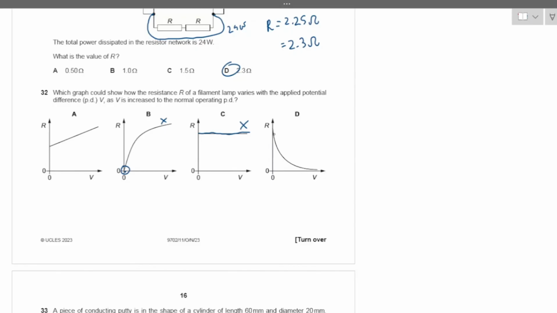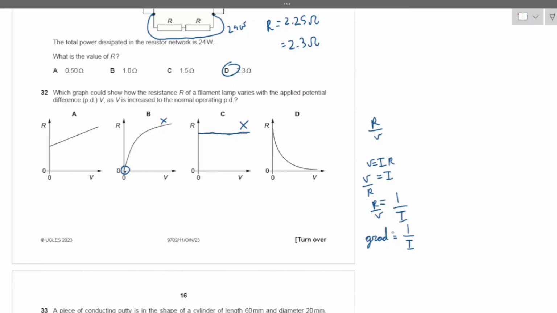First of all, let us see with the gradient. Gradient is R over V. All right. So from a typical equation of V equals to IR, right? So I is equals to V over R. But in this case, we have inverse. That would mean 1 over I is equals to R over V, and that is the gradient, right? So that means the gradient is equals to 1 over I.